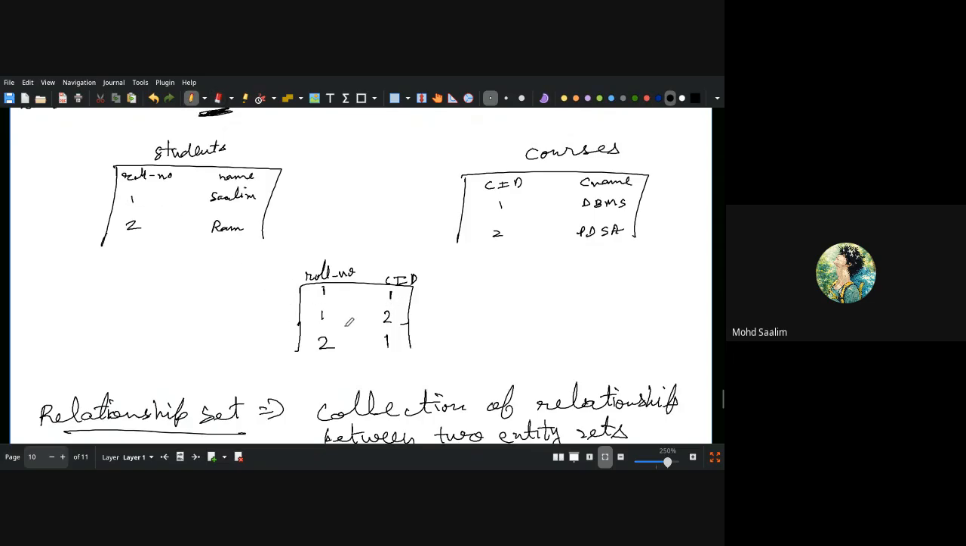This is a relationship. And in the same way, when you see the whole collection of students, they are the sets. The collection of entities is an entity set. And the collection of relationships is a relationship set. As simple as that. Nothing complex in that.